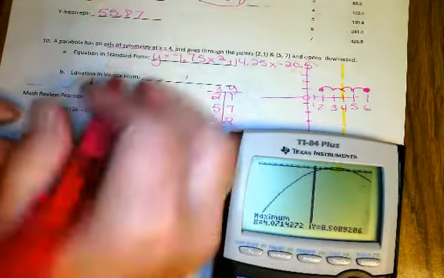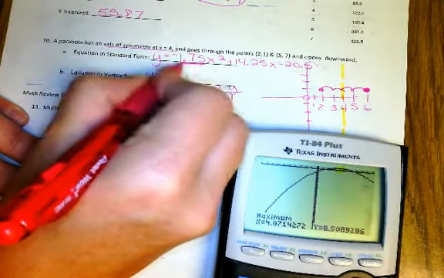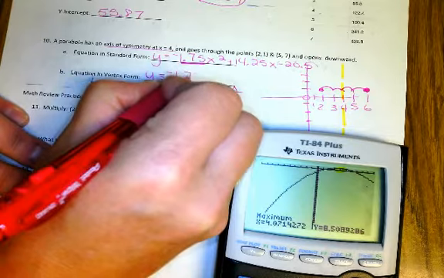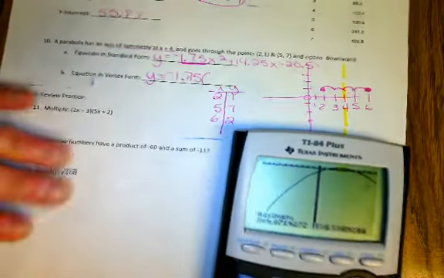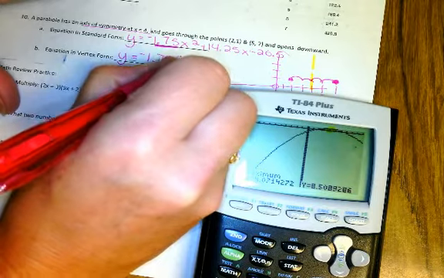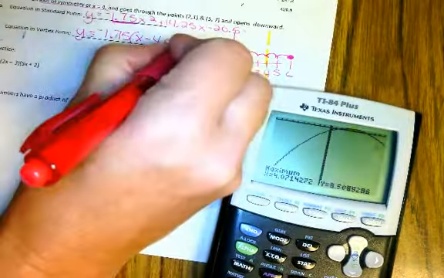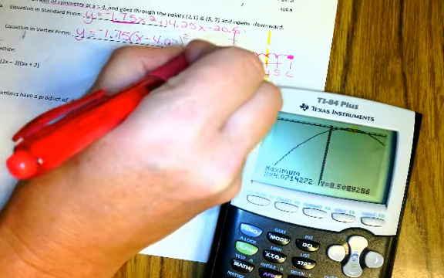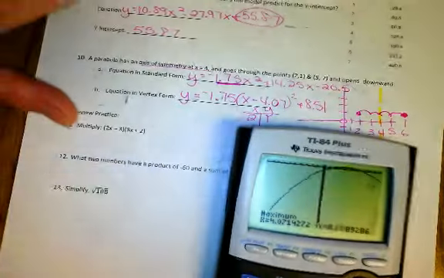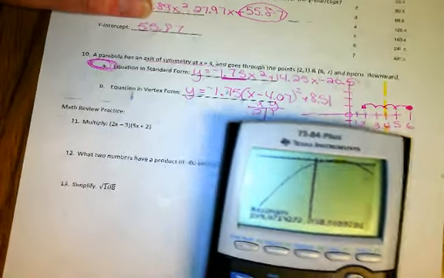So the equation in vertex form would be y equals, this is my a value, so -1.75. And then this just gets gross. So here we go. So this is (x minus 4.07) squared plus 8.51. I'm pretty sure on the test, as long as you can get it right here, you're good to go.